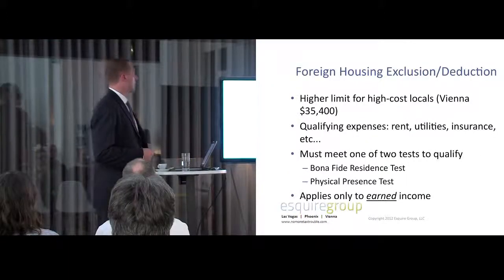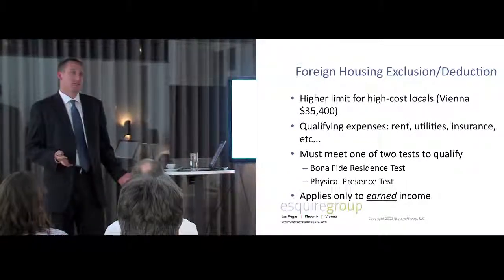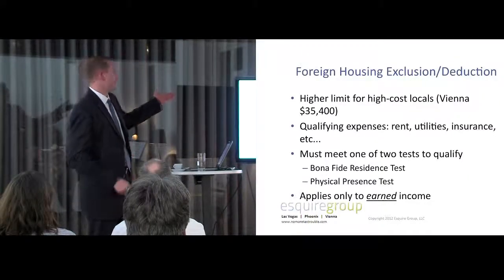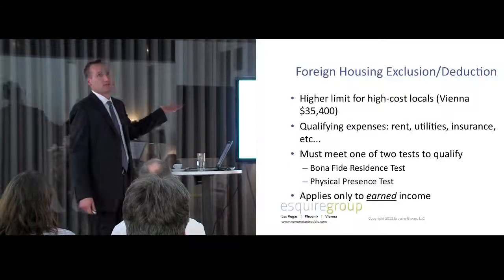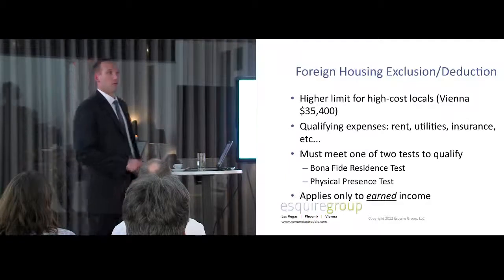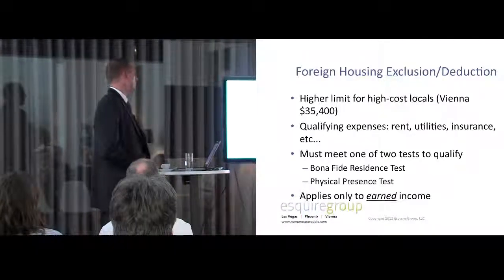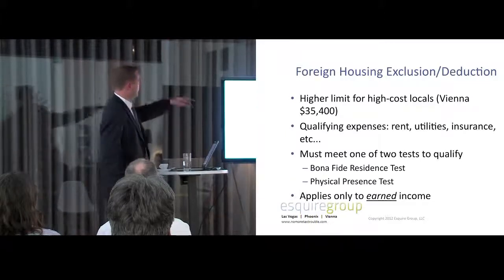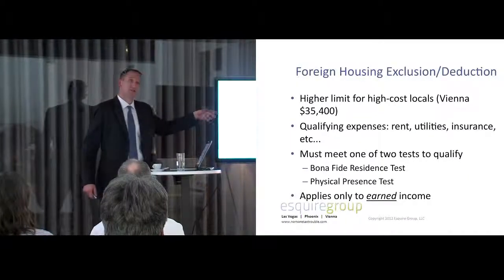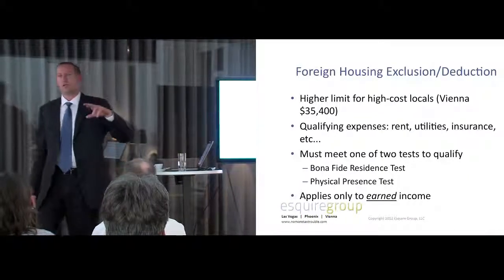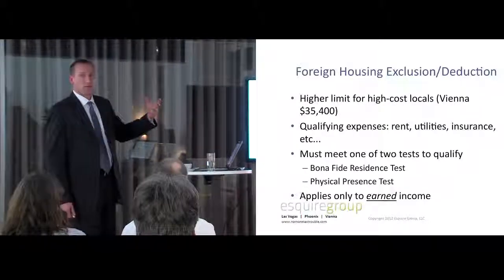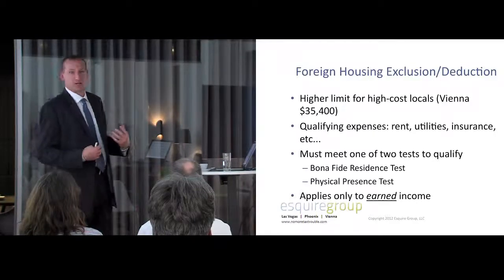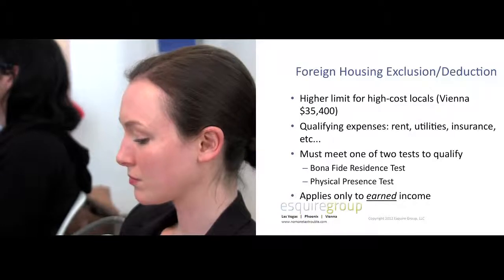There are higher limits for expensive places to live, high-cost locales, which Vienna is one of. So for Vienna, the maximum is $35,400, so about $8,000 more than the normal maximum. And again, this number is calculated on a percentage of your foreign earned income exclusion. So in order to qualify for the maximum, your income has to be earned. If you're getting a lot of dividends or something like that, it's going to be hard to qualify for the foreign housing exclusion.